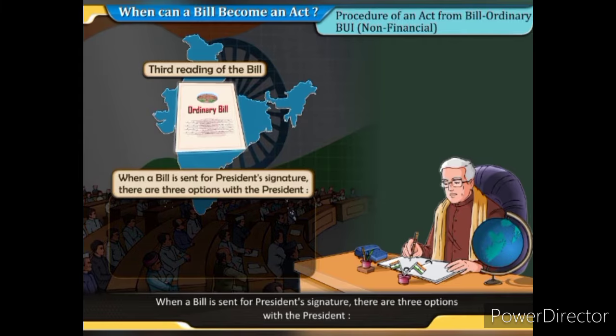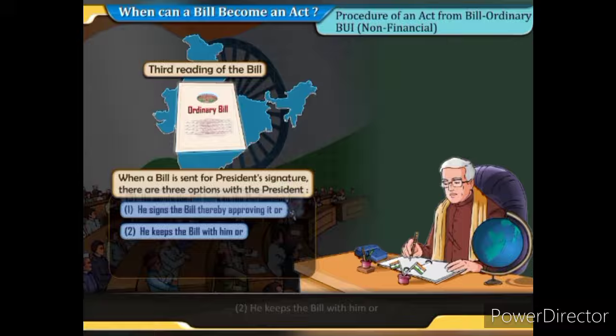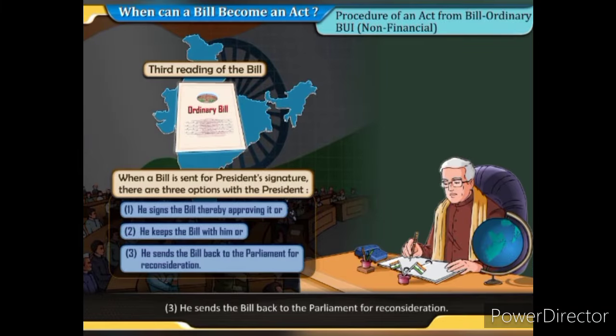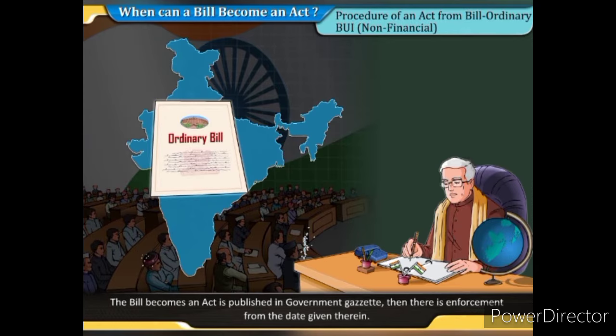When a bill is sent for the President's signature, there are 3 options with the President. 1. He signs the bill, thereby approving it, or 2. He keeps the bill with him, or 3. He sends the bill back to the Parliament for reconsideration. The bill becomes an act, is published in the Government Gazette, and then there is enforcement from the date given therein.